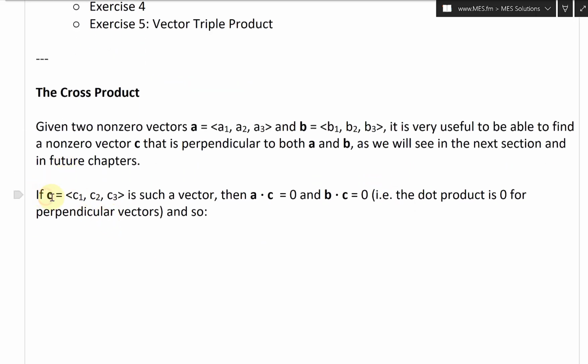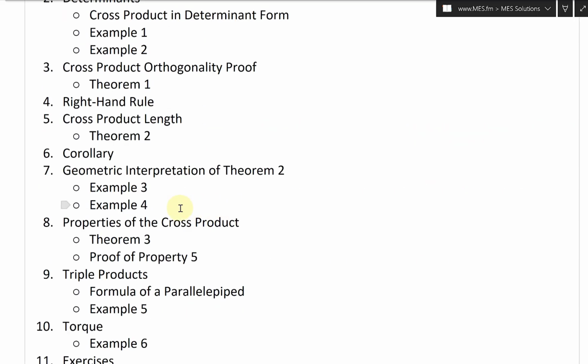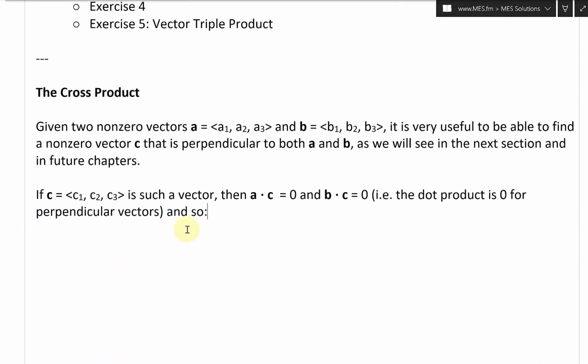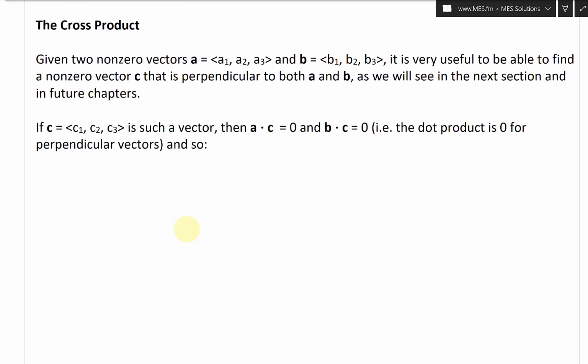So if C is equal to C1, C2, and C3, and this is such a vector that is perpendicular to both A and B, then the dot product A dot C has to equal 0, and B dot C has to equal 0, i.e. the dot product is 0 for perpendicular vectors, as in my earlier video on the dot product. Make sure to watch that one. So it has to equal 0, and so what we must have is the dot product.